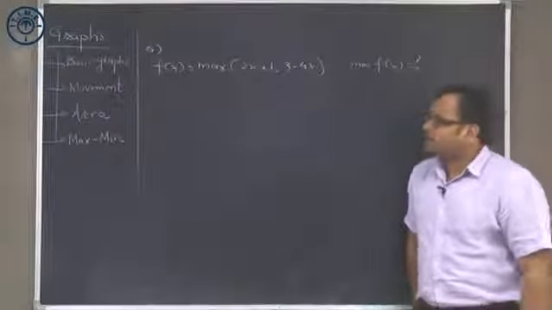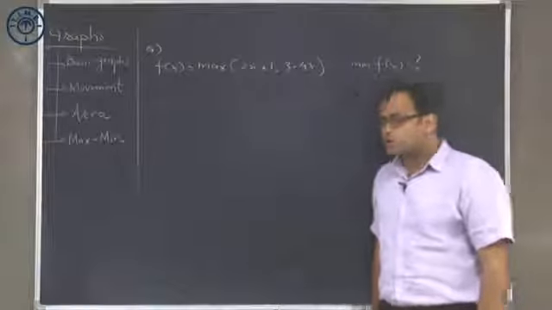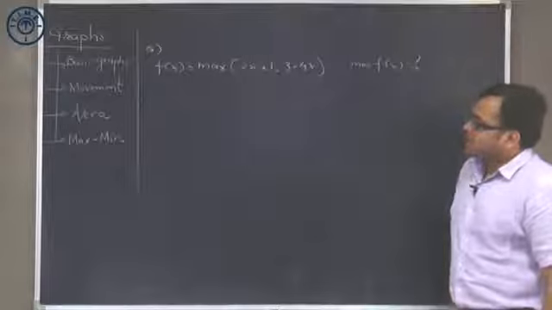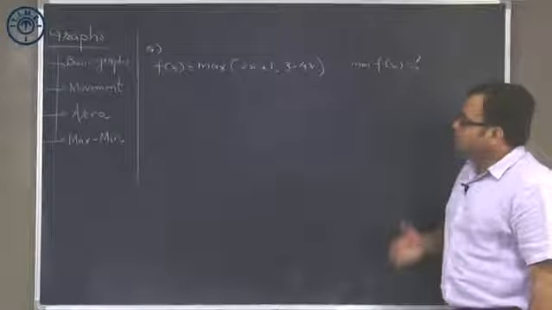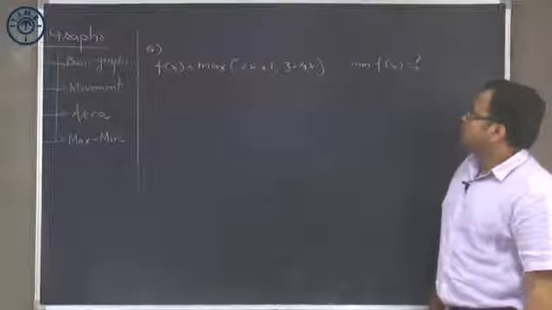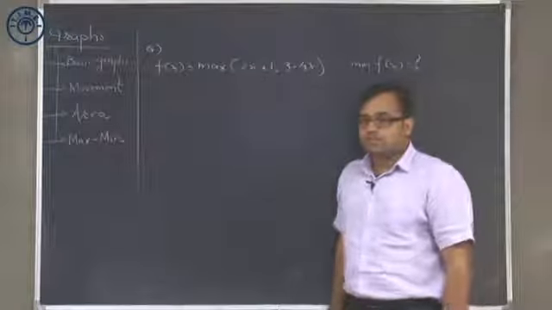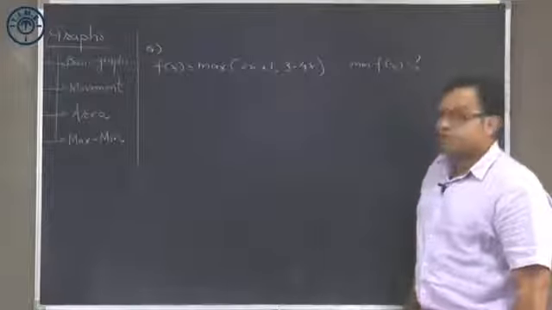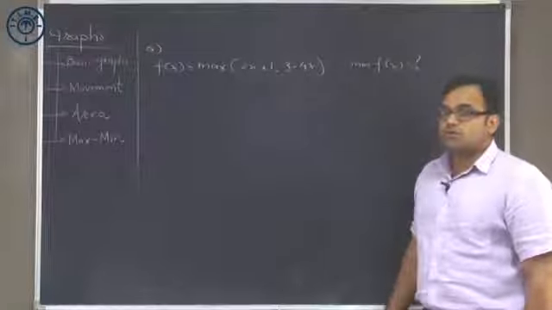So 9 units will be the area that is required for us. Next we take a look at another variety of problems which is best handled using graphs. Let's say f of x is equal to maximum of 2x plus 1 comma 3 minus 4x. We have to find the minimum value of f of x. In order to find the minimum value of f of x, let us first see what will be the graphs of these two functions.